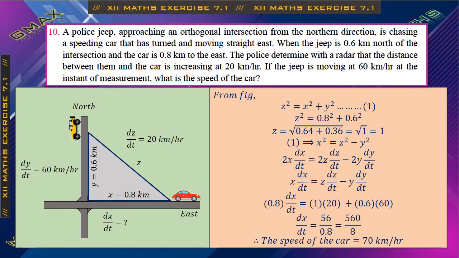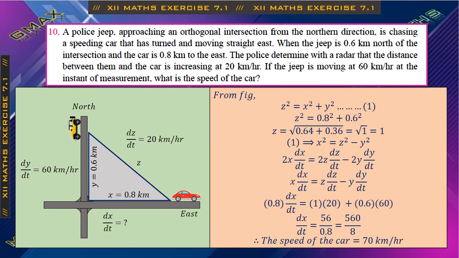The distance between the car and the jeep is increasing at the rate of 20 km per hour. The jeep speed is 60 km per hour. What will be the speed of the car? Okay. Now convert to an equation using Pythagoras theorem. The paths are in the form of a right angle triangle. Z square equal to x square plus y square. From that you can find z equal to 1.